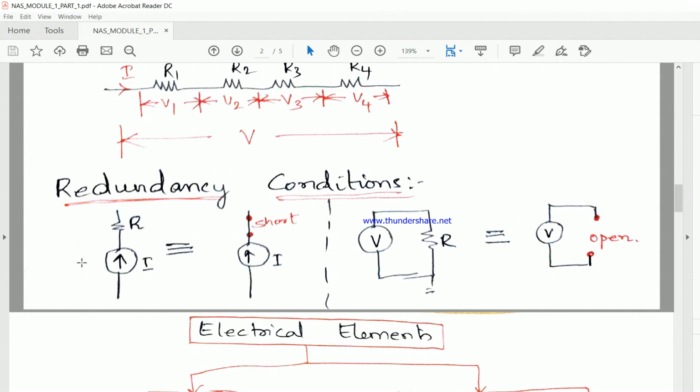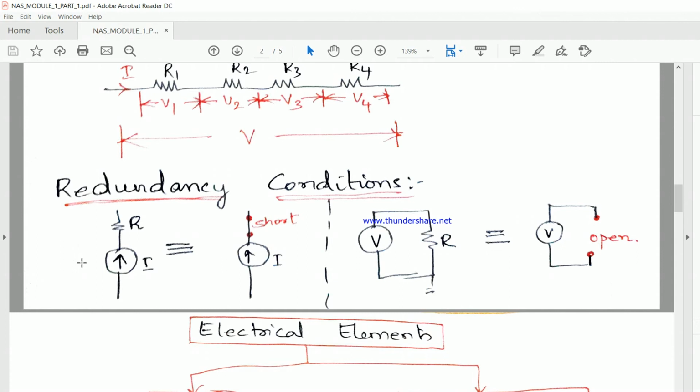Similarly, when the current becomes infinity, then the particular current source will behave as a short circuit. Definitely, when current equals infinity and it's short, then an infinite current will be flowing through that loop, and you should be very careful. Those components which are connected in that loop will get damaged. Therefore, when I equals infinity, it behaves as short. When current I equals 0, it behaves as open. Whereas for voltage, when V equals 0, it behaves as short. When V equals infinity, it behaves as open.